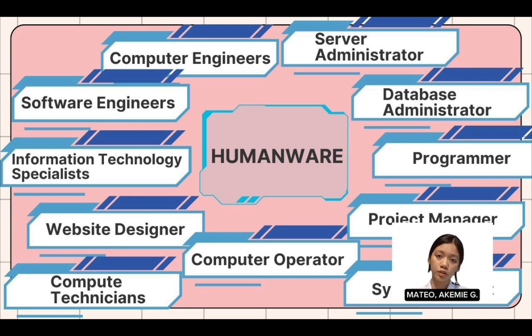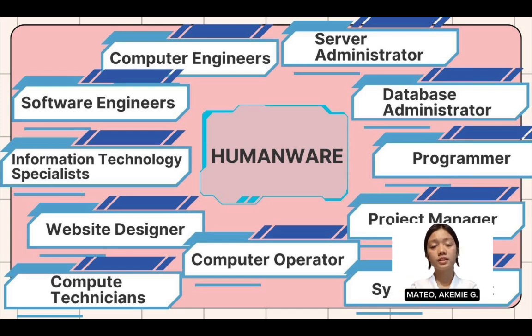Project manager. The project manager is the person who has the overall responsibility for the successful initiation, planning, design, execution, monitoring, controlling, and closure of a project. Next is the programmer. Programmer refers to a specialist in one area of computer programming or to a generalist who writes code for many kinds of software.